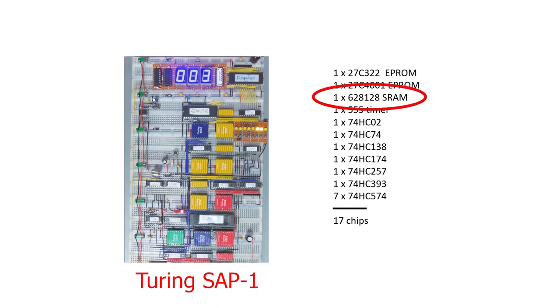The next part on the build list that I want to discuss is the 628128, which is a 128K static RAM. Now this part's a little bit of an overkill, given that I only really need 23 bytes of storage, but they're cheap, I have plenty of them, and who knows, I might need the space later.